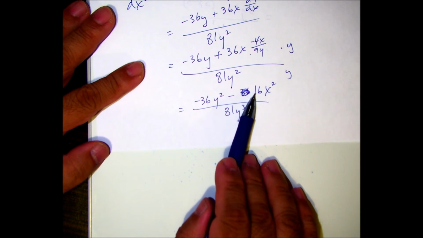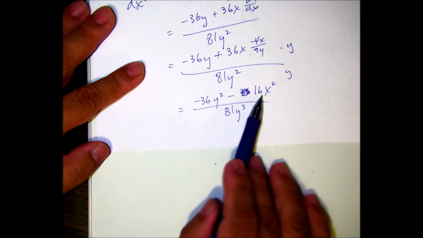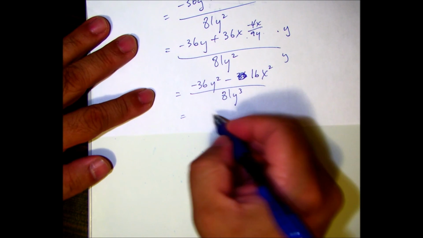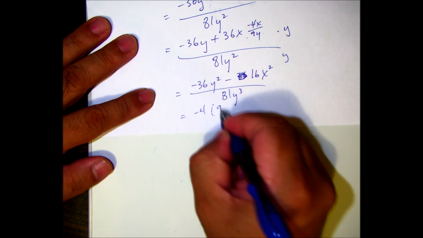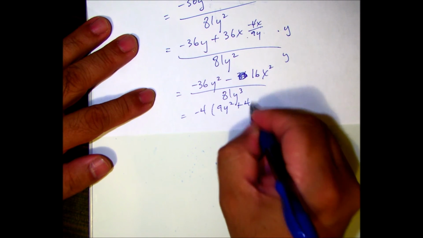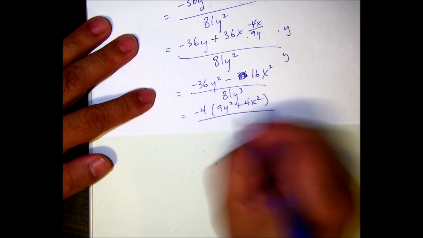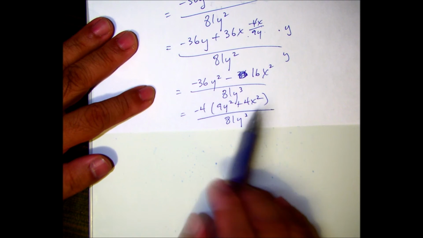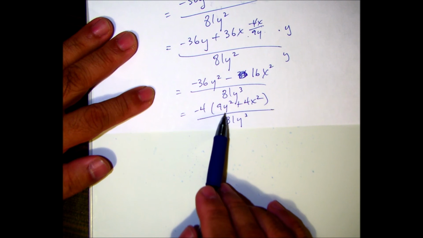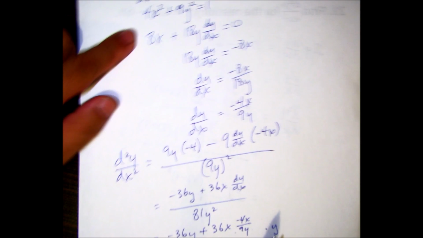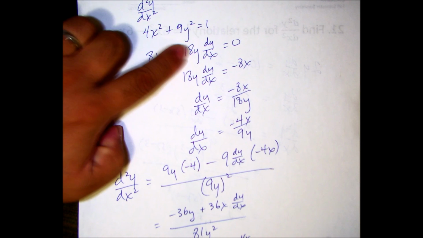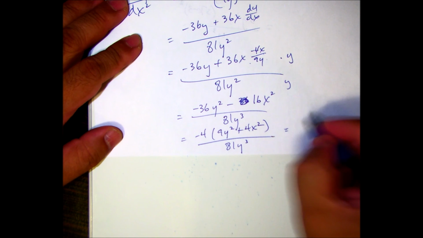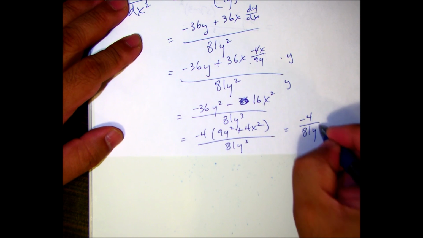I'm going to factor out a 4. Yes, I'm going to factor out a negative 4. Negative 4 is going to give me 9y squared plus 4x squared over 81y cubed. Now you might be wondering why I bothered to factor that, because right now it's hard to see what the heck this is. But if you recall from the beginning, 4x squared plus 9y squared equals 1. It's still equal to 1. So that's now negative 4 times 1, so just negative 4 over 81y cubed.